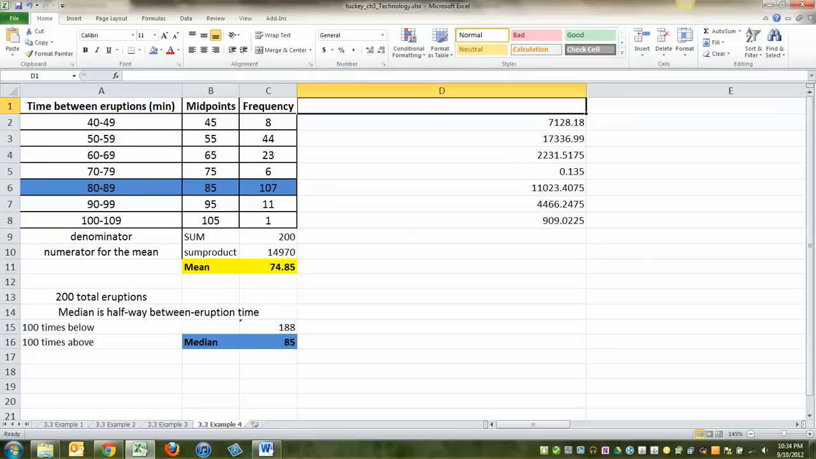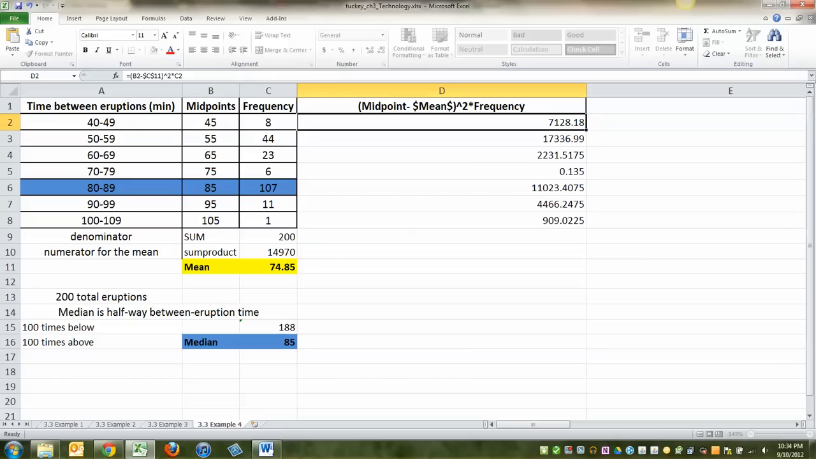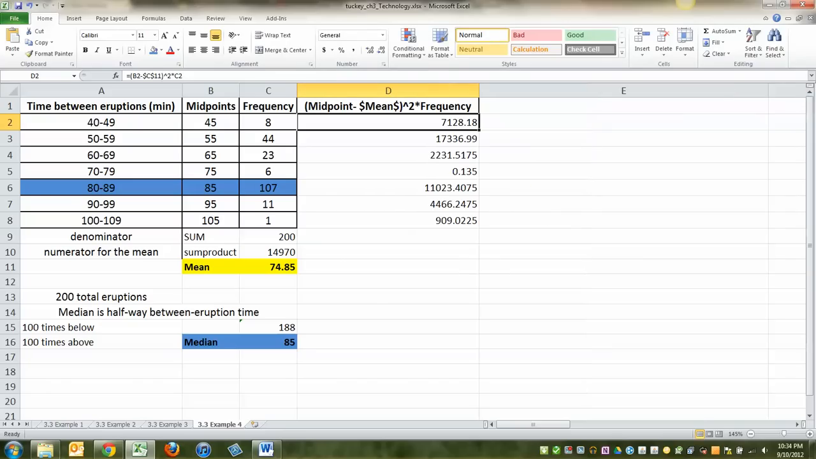So let me kind of reiterate what I did here. Okay, I took the midpoint. I'm going to write it as my title, as a matter of fact. Minus. Now I gave the dollar signs to the mean, right? So it had dollar signs with it. Close my parentheses. I squared it. And then I times it by the frequency, right? In a nutshell, that's what I did down here.